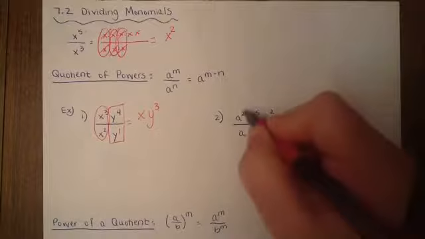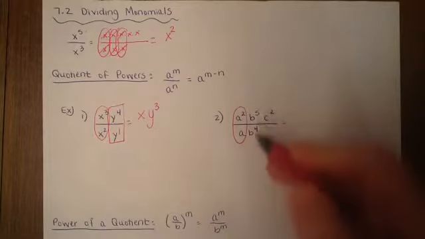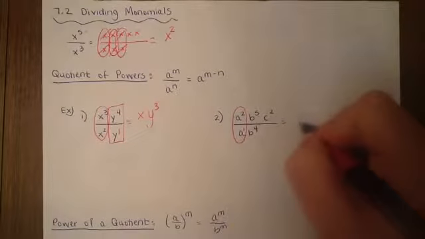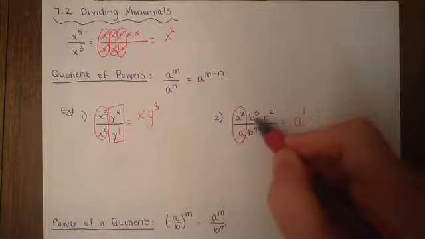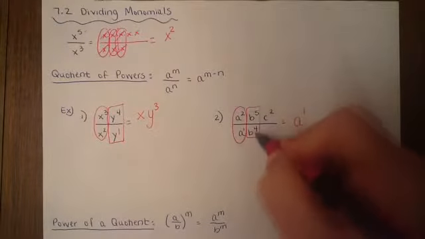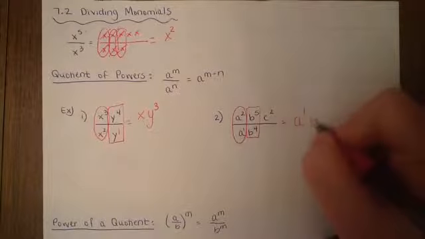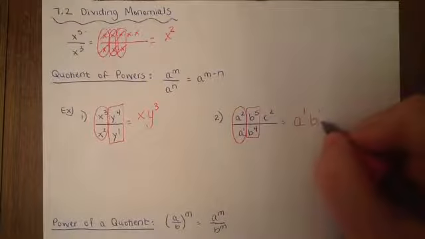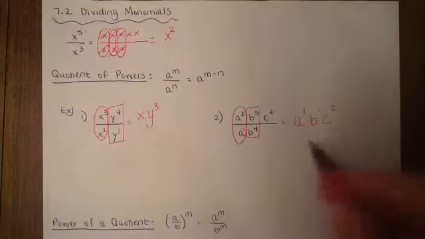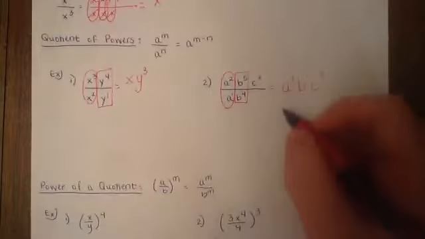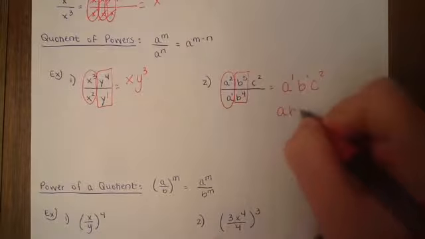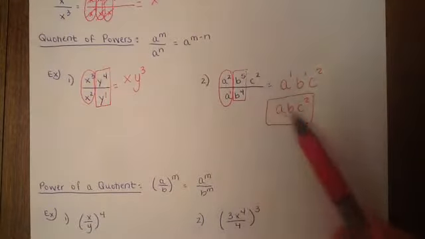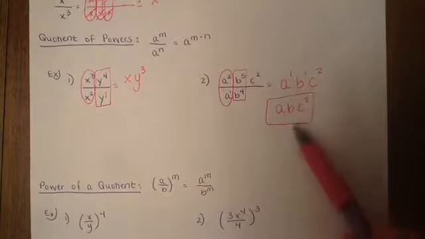For your a's, did you have more a's on top or bottom? On top. How many a's are left after you subtract? 2 minus 1 is 1. B to the fifth over b to the fourth. So minus, and you had b to the first. And did anything down here cancel with c? No. Do you need to have the 1 exponent? No. So a, b, c squared. Since the larger number was on top, I'm going to leave my exponent piece on top.